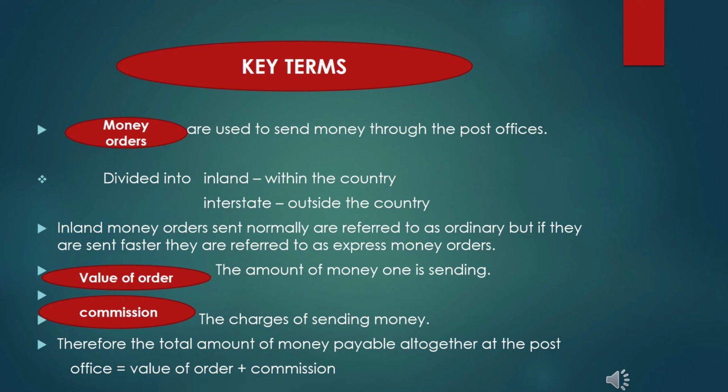So if they ask you, the total amount payable at the post office is equal to value of order plus commission, or the amount of money that you're sending plus the charges. So if you're sending 20,000 plus a commission of 200, you'll be forced to pay 20,200. Without wasting much time, let's see how these formulas will be helpful in the examples that we have prepared for you.